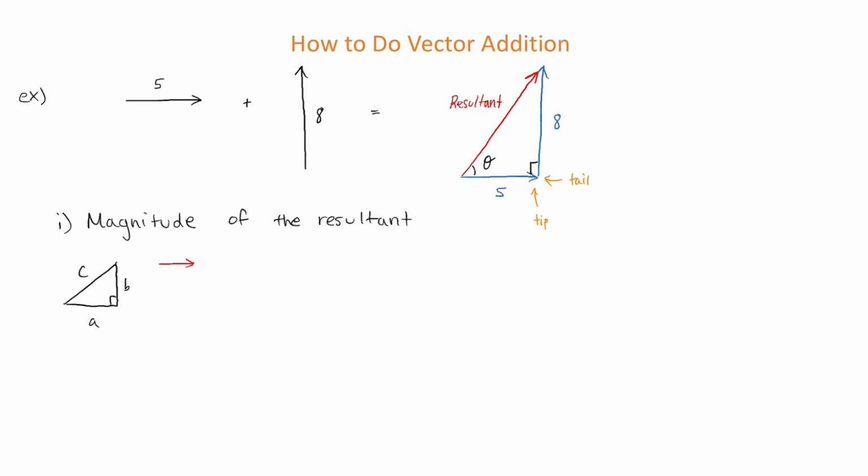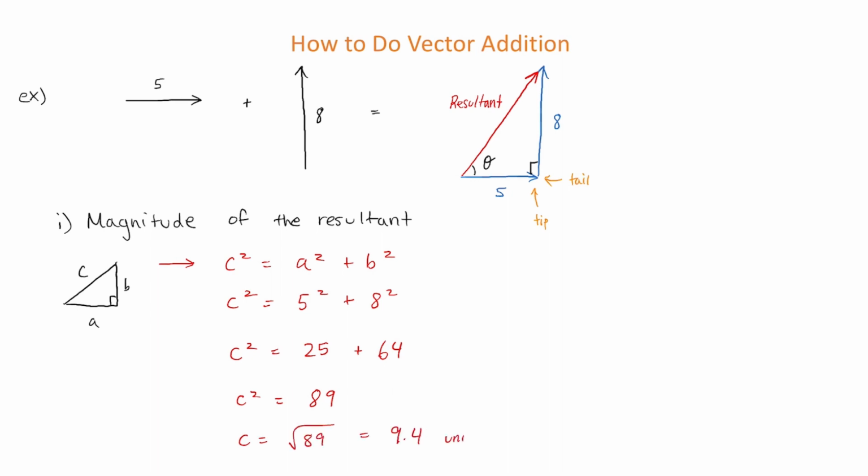And we can do this using Pythagorean's theorem. This tells us that c squared is equal to a squared plus b squared. So all we need to do is plug in our values for a and b, which are the two sides of our triangle, and then do the math to solve for c, which is the hypotenuse of our triangle. And what we find is that the resultant has a magnitude of 9.4 units.